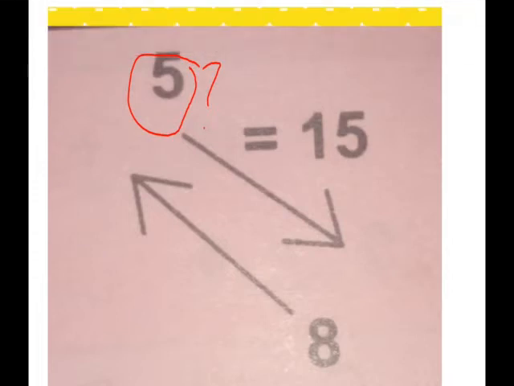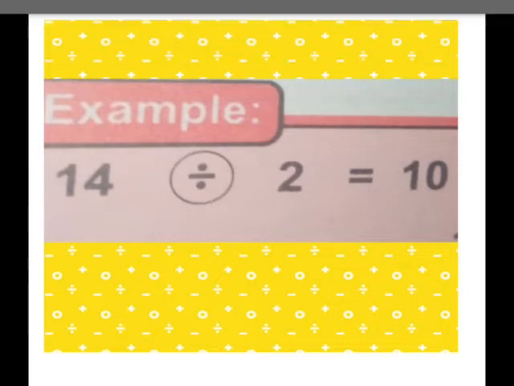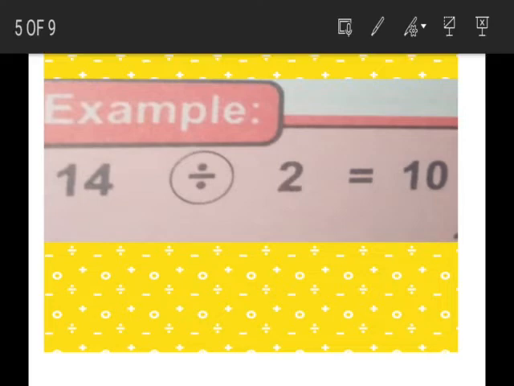Alright, let's consider our second example. You can see 14 divided by 2, and that gives us 10. Now, let's look for this 10 place. How did they get this 10?